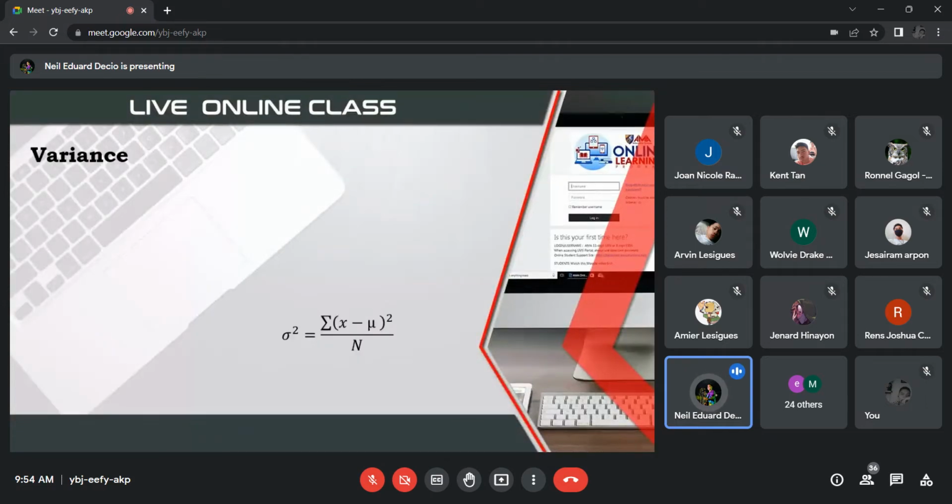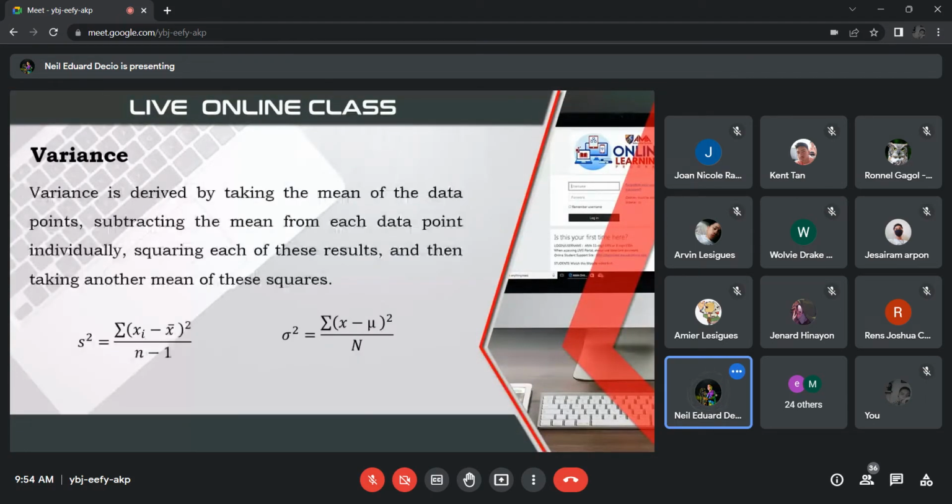And then for the variance, in taking the variance, we take the mean of the data points and then subtract each data from the mean. And then we square these results and then take another mean of these squares. So meaning you have to add all of these values. So we just need to subtract all of the data by the mean, get the squares, and then sum them all up, divided by the total number of data minus 1 if we're given a sample.